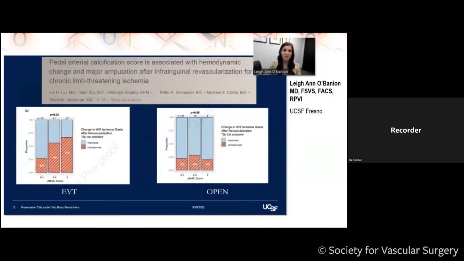Furthermore, the same authors examined 306 patients stratified by endovascular therapy versus open bypass. In the endovascular therapy group, lower PMAC score was significantly associated with improved WIfI grade post-revascularization. And likewise, the only factor independently associated with failure to improve was higher PMAC. In the bypass group, WIfI ischemia grade was improved in 76% of patients, irrespective of PMAC score. And thus they concluded that high PMAC score is associated with poor hemodynamic response to endoluminal revascularization, which in turn translated into increased risk of major amputation.